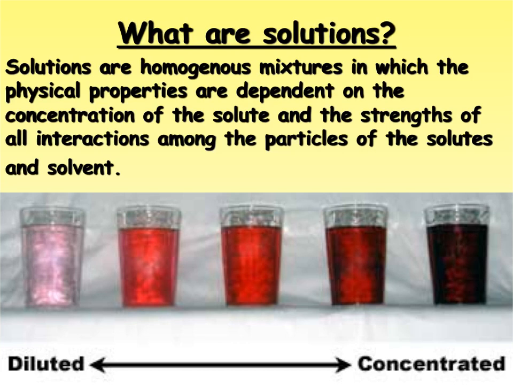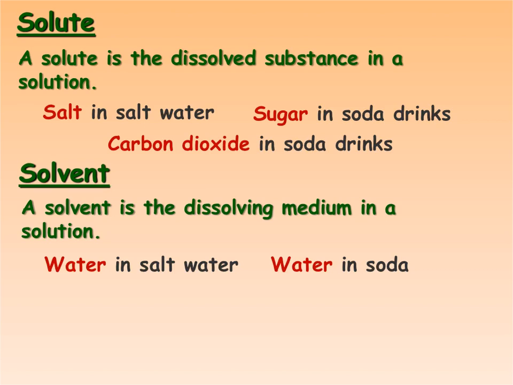It's a homogeneous mixture where the physical properties are dependent on the concentration of the solute and the strength of the interactions among the particles of the solute and the solvent. So a solute is going to be the dissolved substance. It's whatever is being dissolved. So it's the salt in the salt water, or the sugar in a Coke, or the carbon dioxide that gives us the carbonation in a soda.